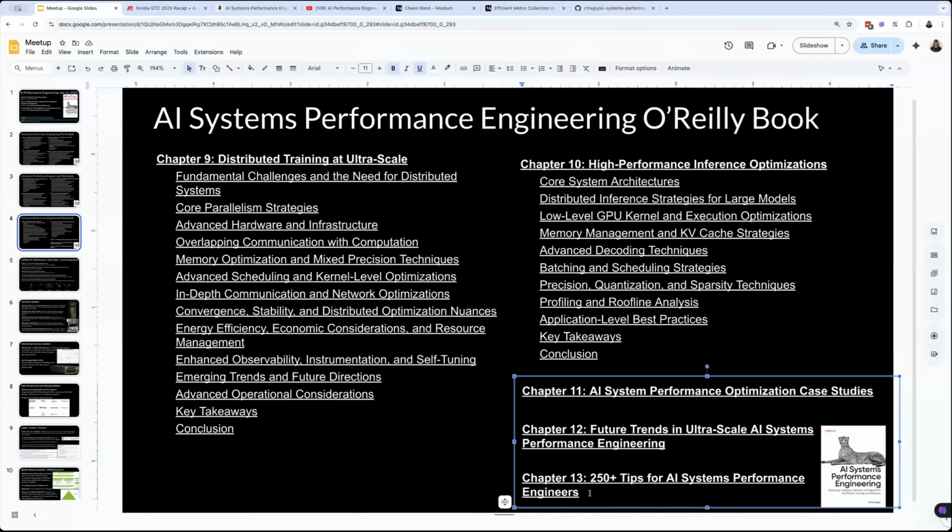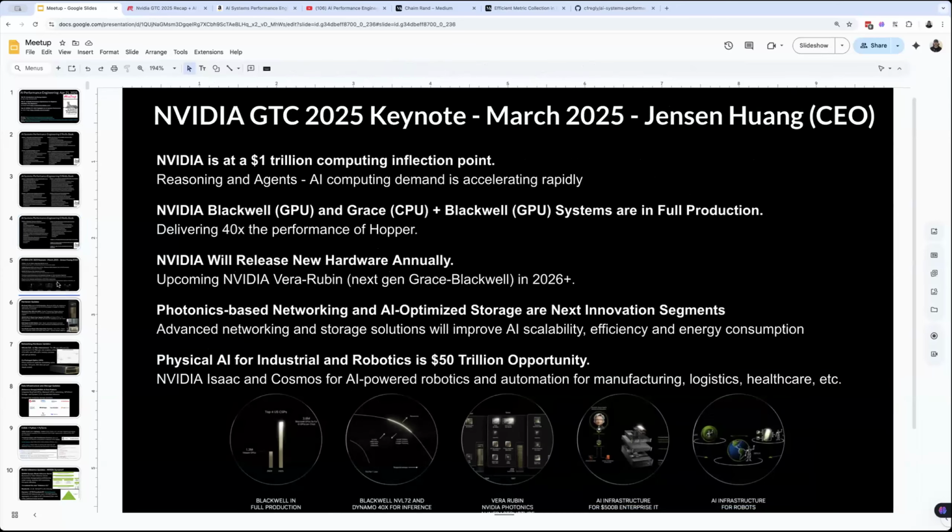My guess is this book will be closer to 500 pages. I had originally spec'd it at 300. I think it's going to end up coming in at 500 just because the space is so massive.